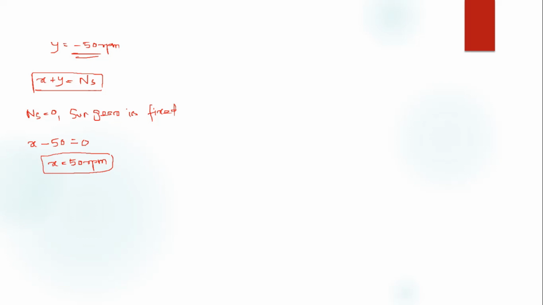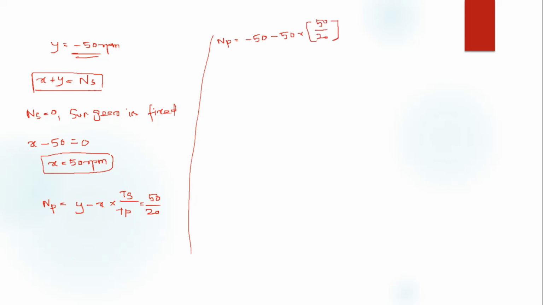Now what is the equation of NP? NP, the speed of the planet gear, is y minus x into TS divided by TP, which means 50 divided by 20, right? So speed of NP is equal to, what is the value of y? Minus 50, then minus 50 into 50 divided by 20, right? So this is the equation after substituting the values.